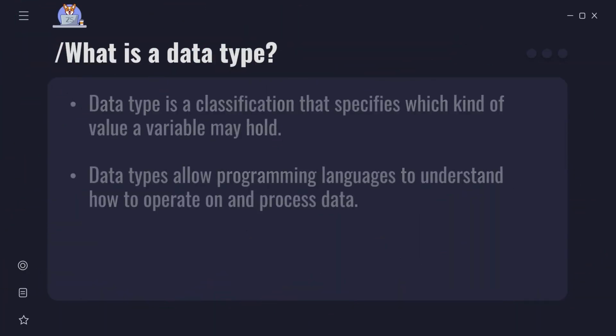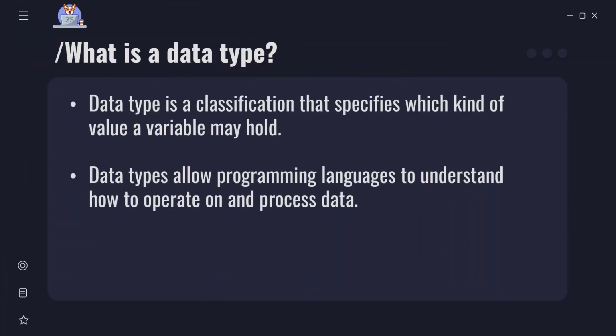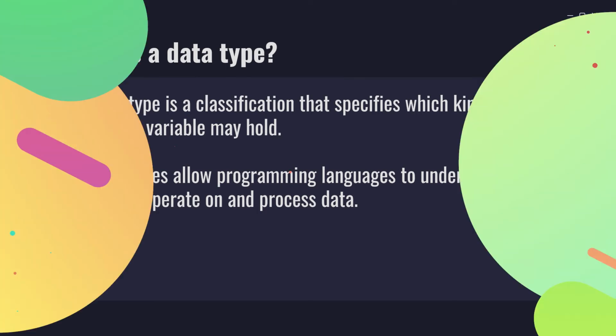What is a data type? In programming, a data type is a classification that specifies which kind of value a variable may hold. Data types allow programming languages to understand how to operate on and process data. For example, if a data type is a string, it is possible to check the length of it or to concatenate it with another string.